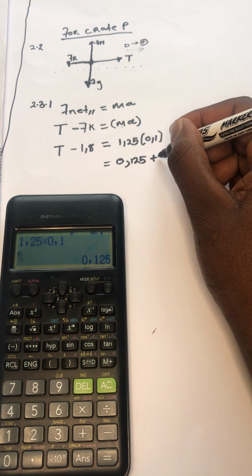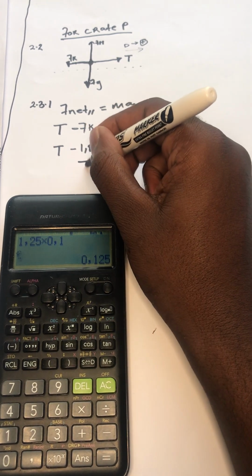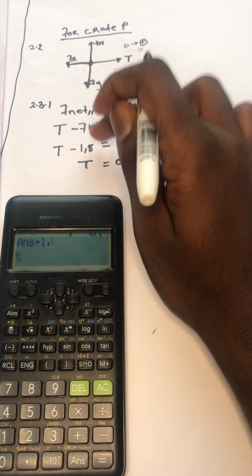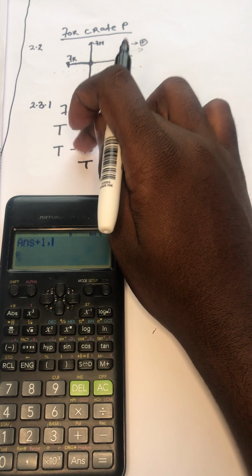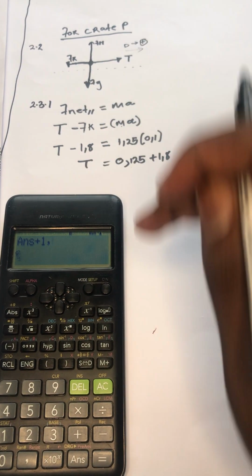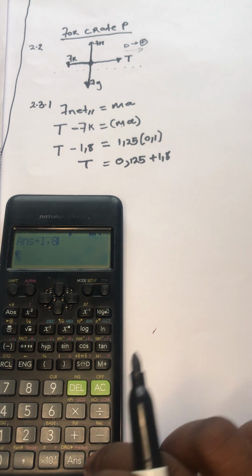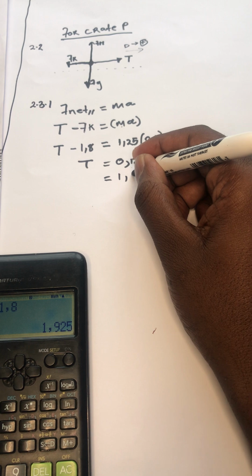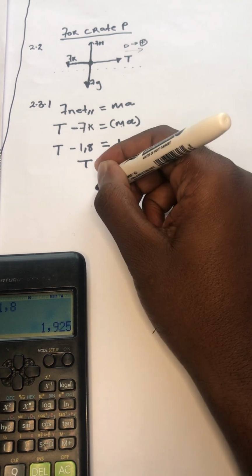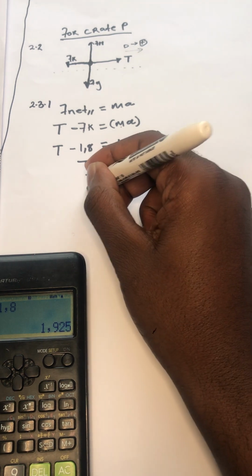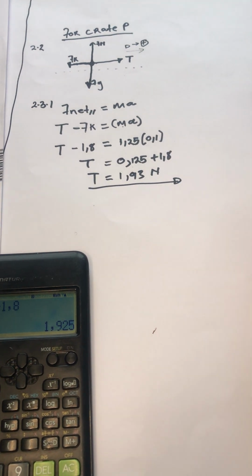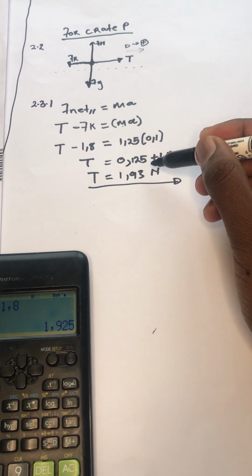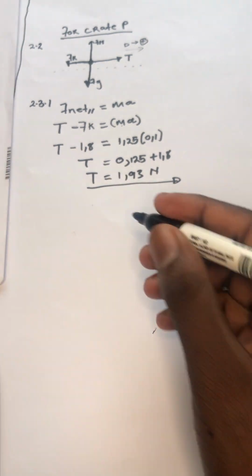Plus 1.8. If you transpose, or if you add 1.8 both sides, this is 1.93 newtons. So in magnitude, the tension is 1.93.